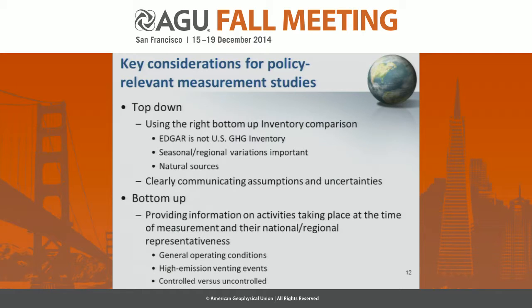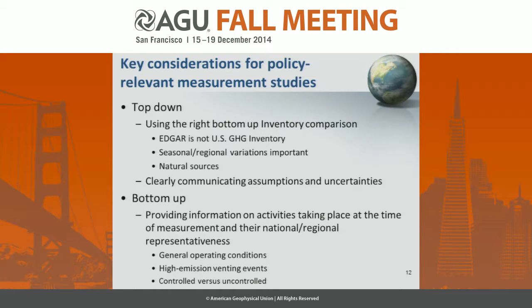So a lot of studies have used EDGAR, which is great because it has spatial data on emissions, but it's not the greenhouse gas inventory. It's not based on our emissions estimates, it's based on a different model. So when we see things that are comparing to EDGAR, it's helpful in knowing that EDGAR may be off, but it doesn't tell us anything directly about the US greenhouse gas inventory.